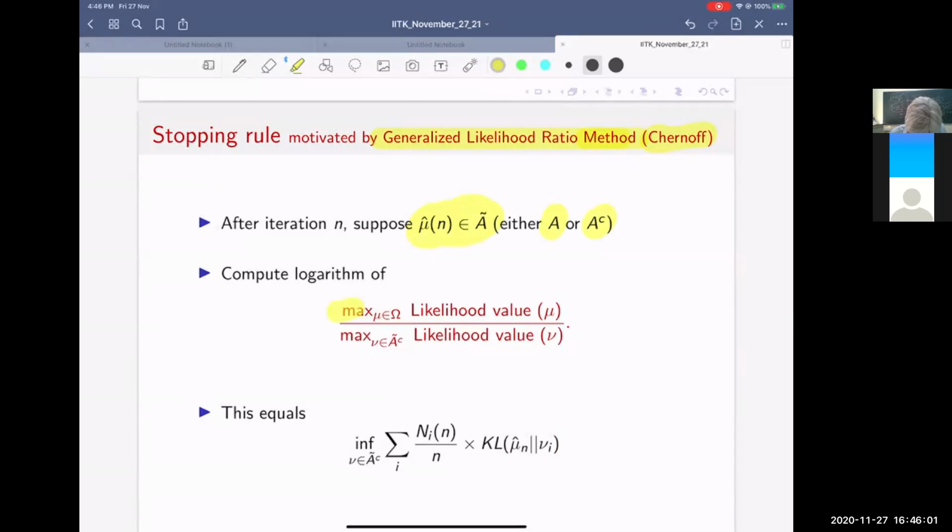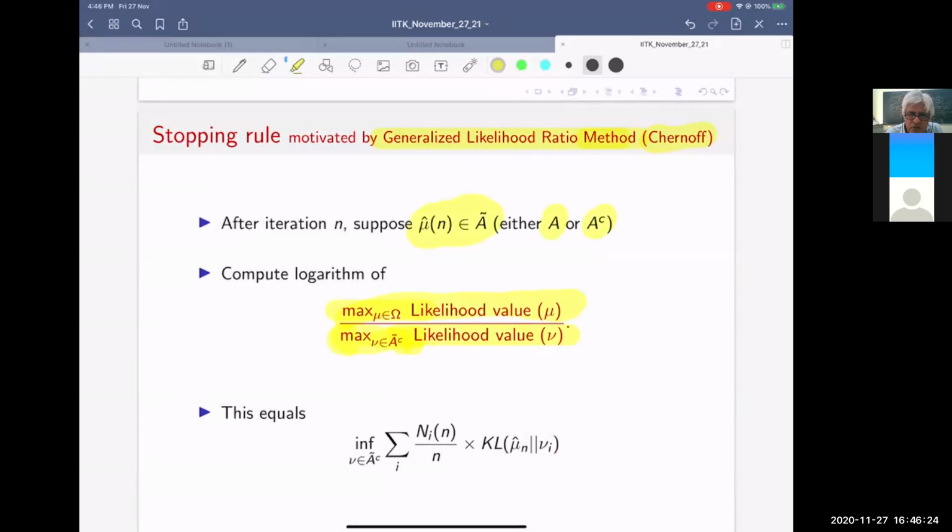You find the maximum likelihood value with the data that you have, right? This mu hat n that you've got essentially is maximizing the likelihood value. So that becomes the numerator. And then you look at the alternate hypothesis. Let's look at all the nu in A tilde complement. What's the likelihood of those guys happening? And let's look at the ratio.